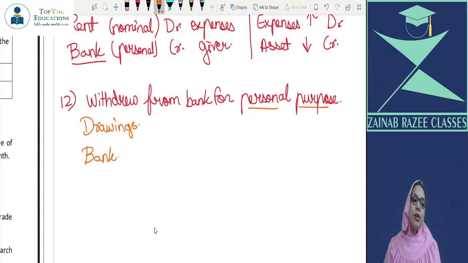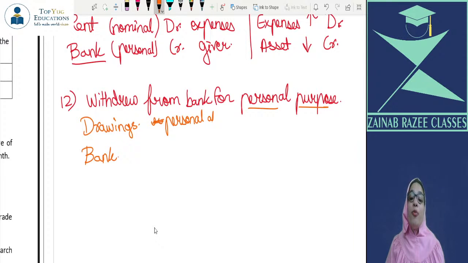Personal. Rajkumar says personal. What about others? Drawings is real, personal, nominal. You guys have been doing golden rules of accounting. Yes, drawings is a representative personal account.